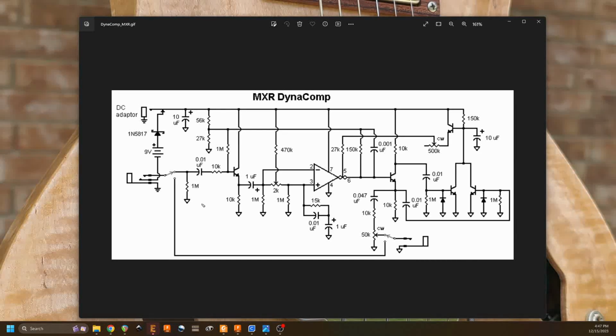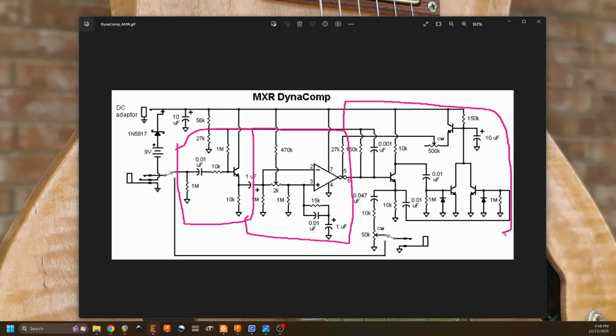So in this schematic, we have three main building blocks that we're going to be looking at. We've got our input buffer, that is this piece. We have the transconductance amplifier stage, which is this piece. And we have our envelope follower, which is this piece. Okay? And so we're going to go through each of these one at a time and talk about what's going on and some of the characteristics of each of them.